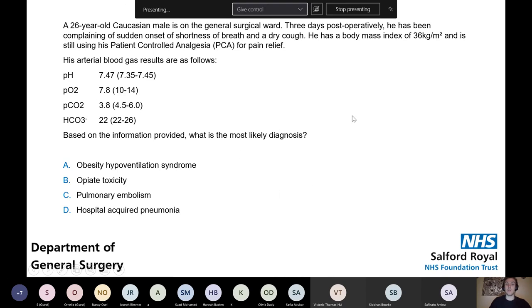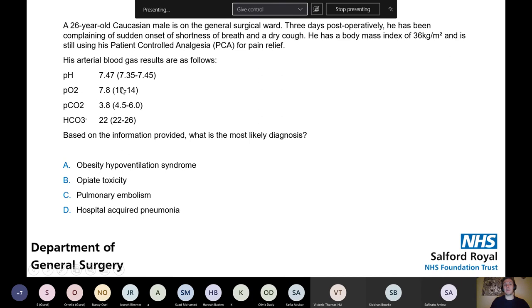A buildup of CO2 leads to more CO2 in your bloodstream, and that favors the production of carbonic acid. And more carbonic acid means you get a lower pH. Here we can see that this man has got a higher pH. He's got slightly alkalotic blood. So obesity hypoventilation syndrome wouldn't produce a picture like this.